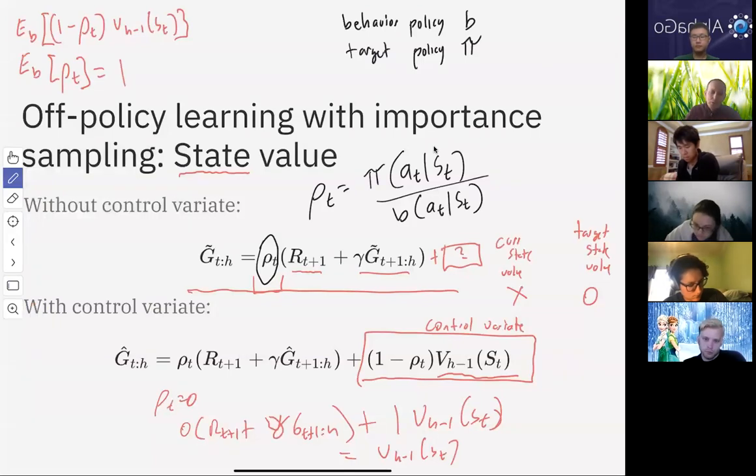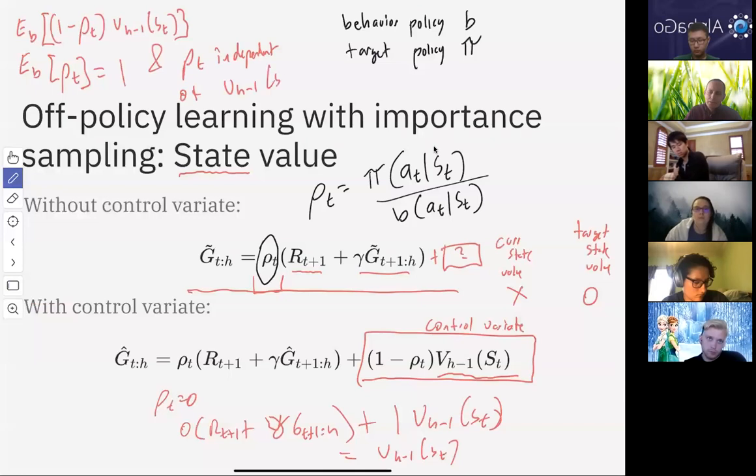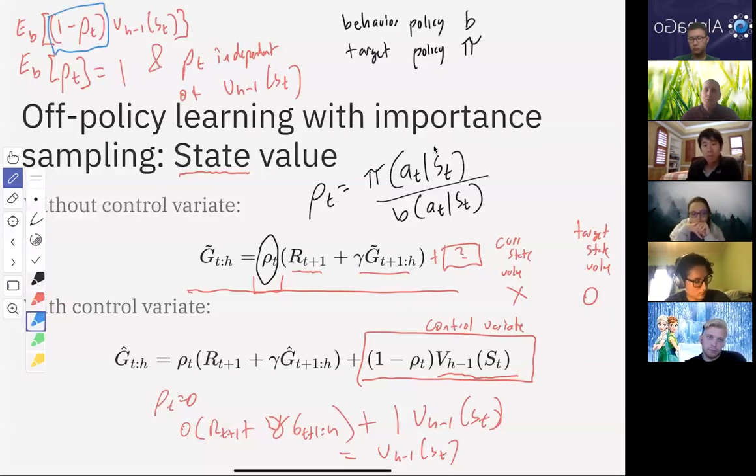Since the expected value of rho sub t is 1, and since rho sub t is independent of vh minus 1, then we can actually separate these out, multiply the two expectations by themselves. The first expectation is the expectation of 1 minus rho sub t, and that'll be 0. So our total expectation is going to be 0.